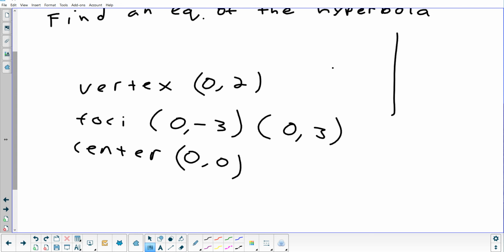Okay, so do a quick sketch, or if you can visualize it in your head, that's fine. There's your center. Vertex is 0, 2. And where else? 0, -2. Foci, 0, 3. 0, -3.